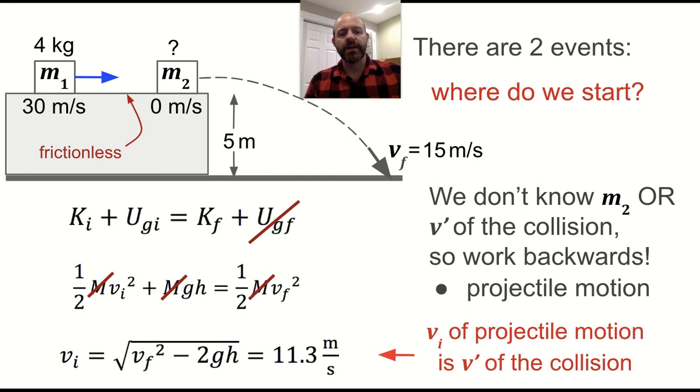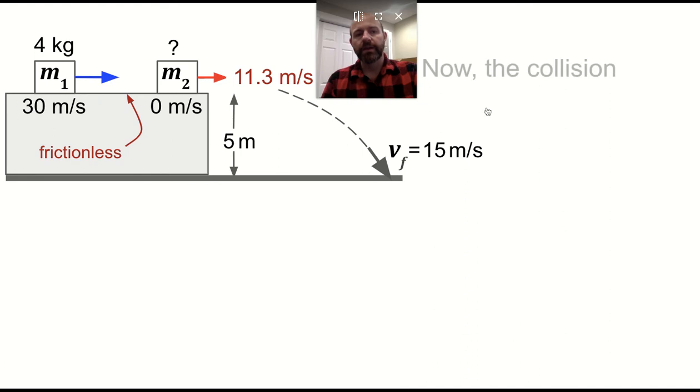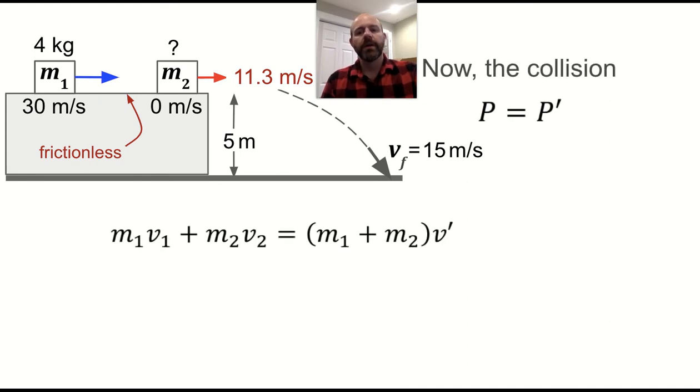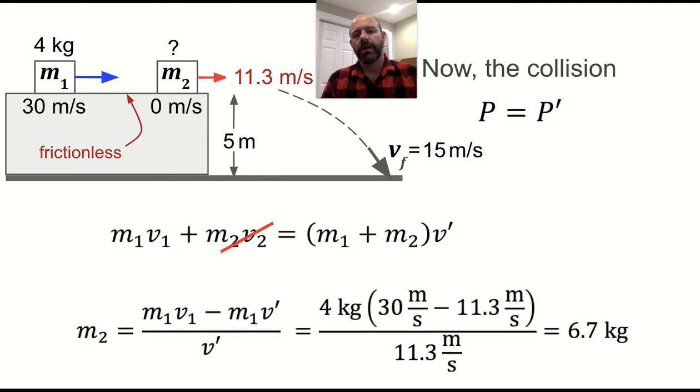This is the velocity of the projectile motion at the top of the table, but that is also the final velocity for the collision, right? So that's what's going up there. That is how fast blocks 1 and 2 are moving after they collide. So, kind of resetting again, now looking at the collision. In the collision, momentum of the first object plus the second object before equals the combined momentum after. And solve for M2 and we get 6.7 kilograms.